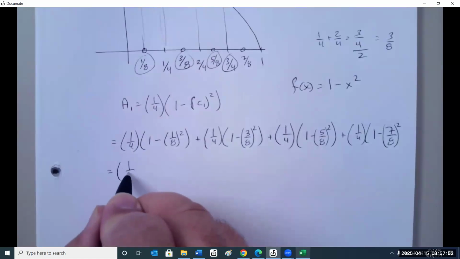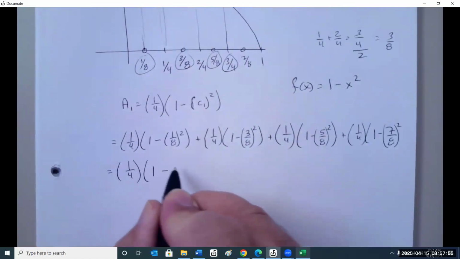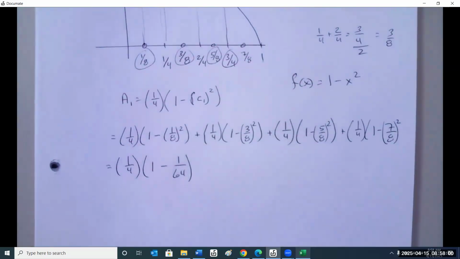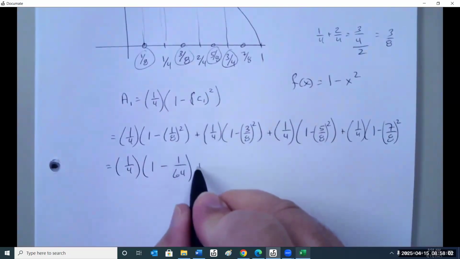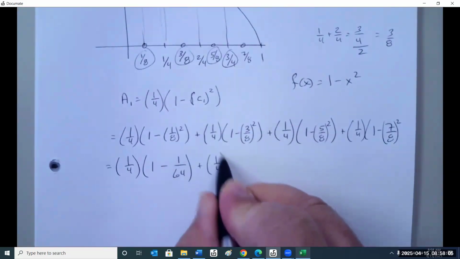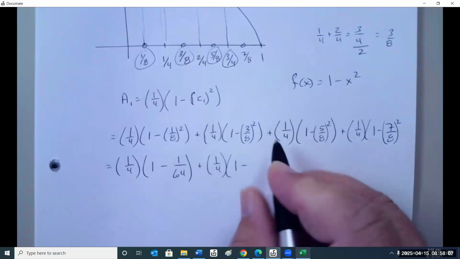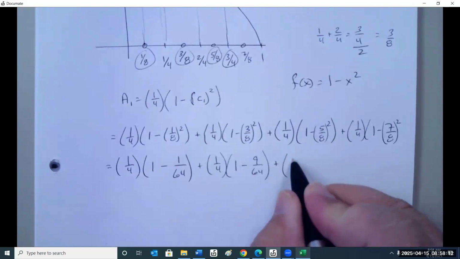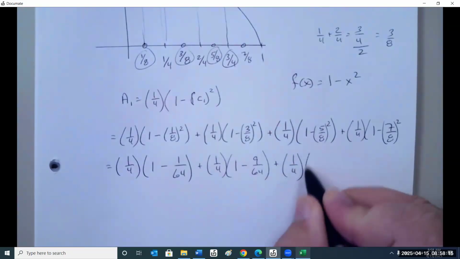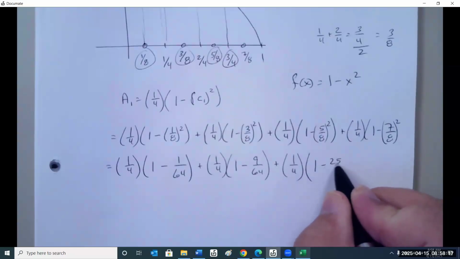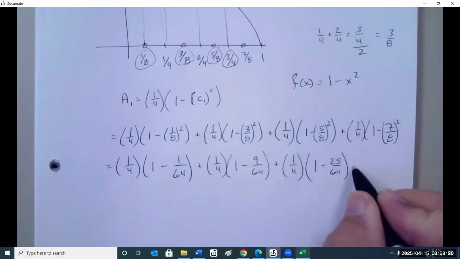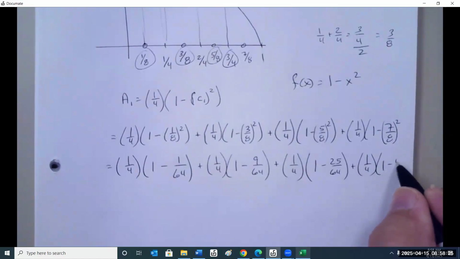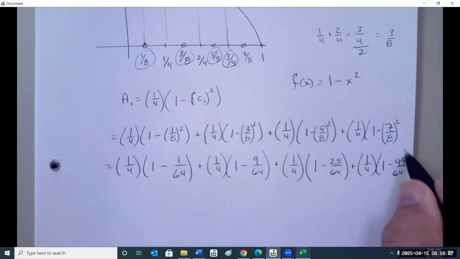We get 1/4, 1 minus 1/64, because 8 squared is 64. 1/4, 1 minus 9/64. 1/4, 1 minus 25/64. 1/4, 1 minus 49/64.